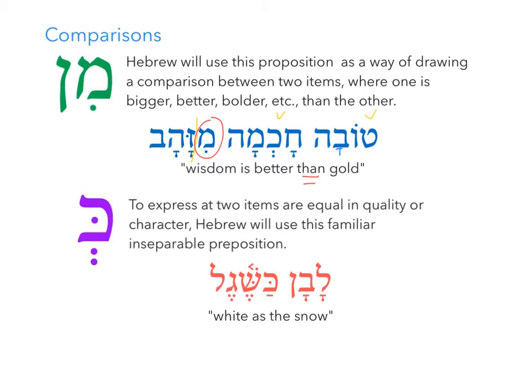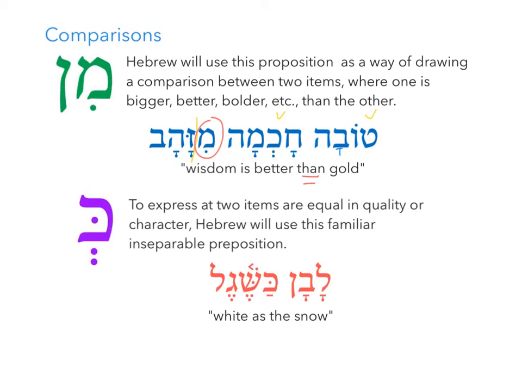We met another preposition many weeks back now at this point, our inseparable prepositions. One of them was k. Remember, as, like, according to. This is one of the prepositions, or the preposition, that we use to express equality between two items. They're the same. They're not better or worse. They're the same in quality or character. And our example here, we can see that below.